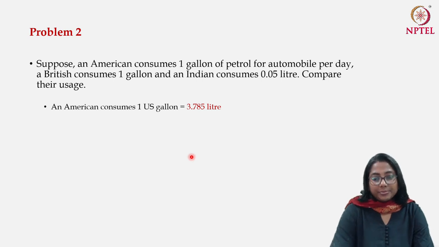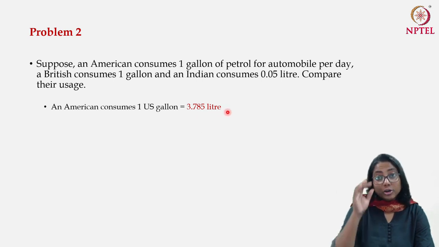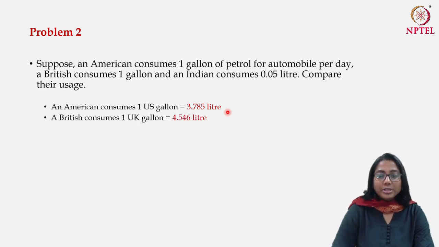So let us try to convert everything to liter. We know that 1 US gallon is equal to 3.785 liter. So we know now that an American consumes 3.785 liter of petrol per day. If we think about the British, although the information tells you that the British also consumes 1 gallon of petrol, now the UK gallon is different from the US gallon, and this again we had discussed while discussing the measurement, and UK gallon is a little more than US gallon.